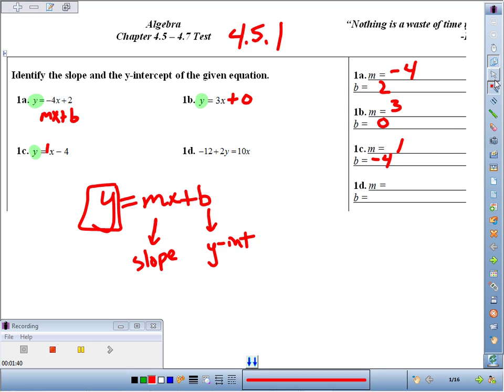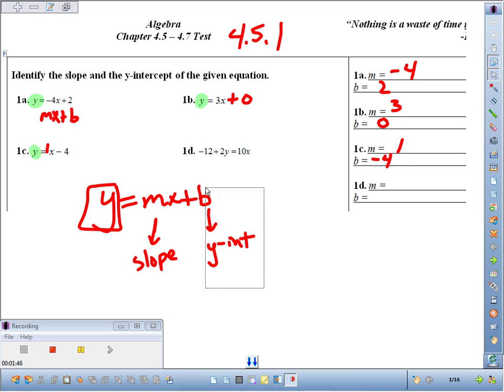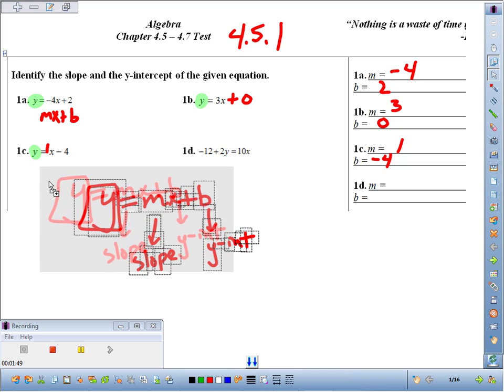Now, in 1d, we're going to have to do a little fence posting. Let's get some space here. That's not what I wanted to do. There we go.